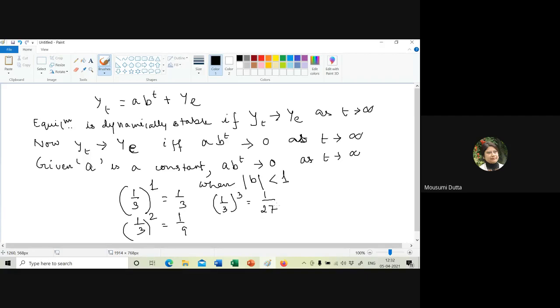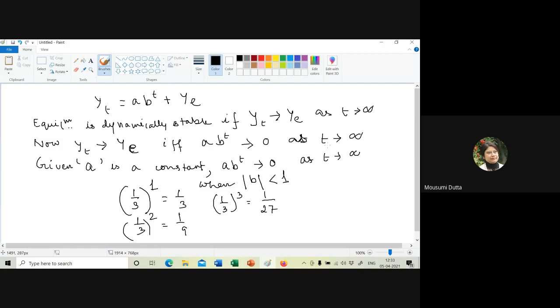Now, given a is a constant, if b to the power t moves towards 0, the entire product ab to the power t moves towards 0, isn't it? If there is any question, please let me know. Yes, ma'am. All the steps are clear? Yes, ma'am. So yt is equal to ab to the power t plus ye. I want to find out the stability condition. So equilibrium is dynamically stable if yt moves towards equilibrium as t tends to infinity. Second step. Now this yt can move towards ye if and only if the first component ab to the power t moves towards 0 as t tends to infinity. Now, given that a is a constant, ab to the power t will move towards 0 as t tends to infinity if and only if the absolute value of b is a fraction, is less than 1.